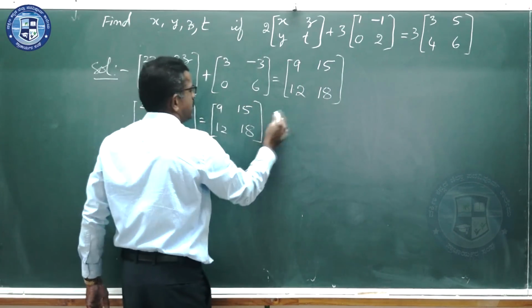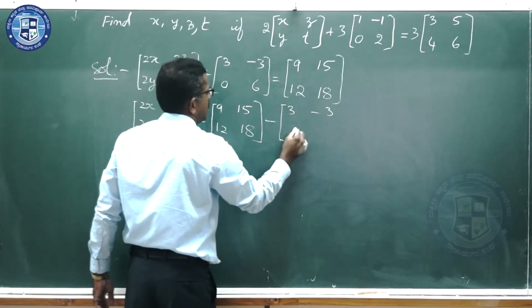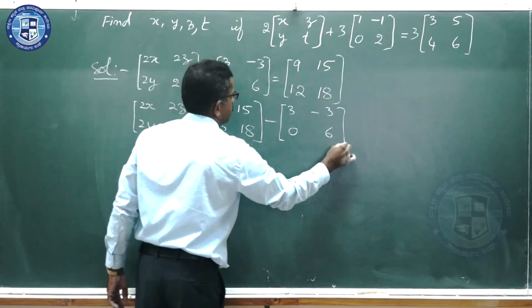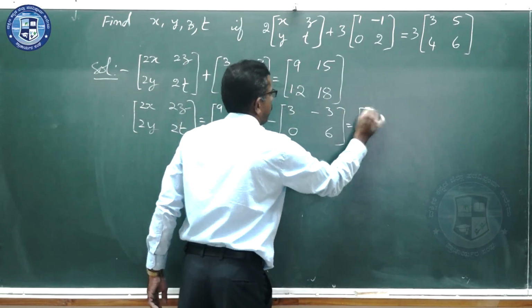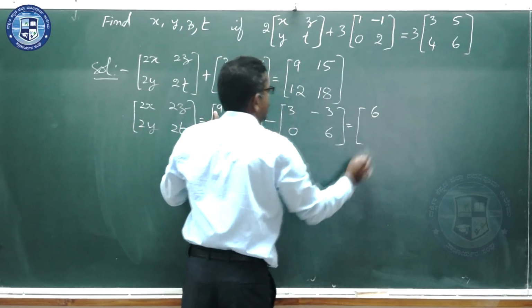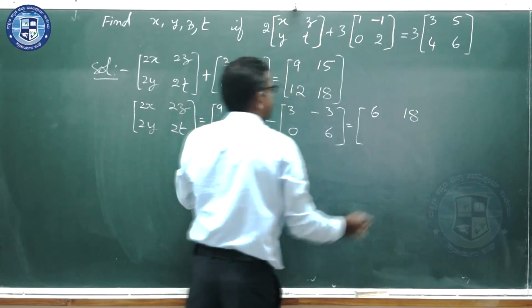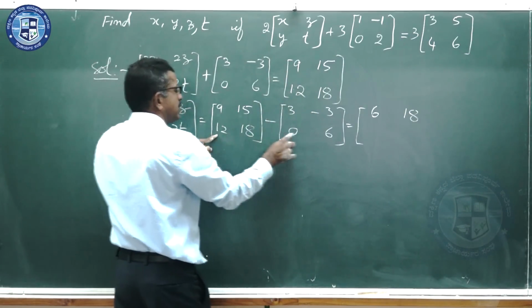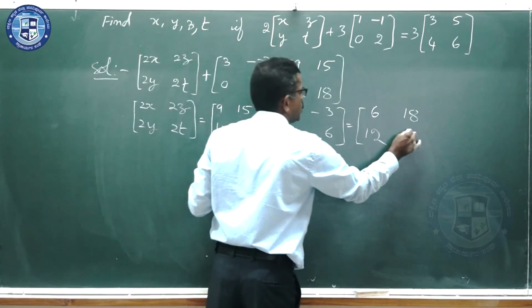Carrying this matrix to the other side, it becomes negative. Minus of 3, minus 3, 0, 6. So let me write here only. What would be 9 minus 3? 9 minus 3, it is 6. 15 minus of minus 3, it is 18. 12 minus 0, 12. 18 minus 6, also 12.